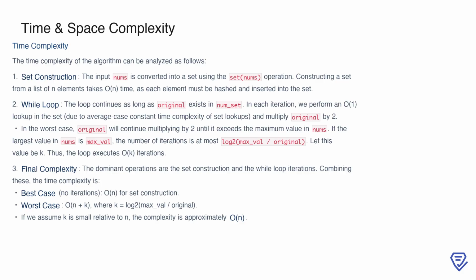In the best case, when the loop doesn't execute, the complexity is O(n). In the worst case, it's O(n plus k), where k is the number of iterations in the loop. However, since k is often small compared to n, the overall time complexity can typically be approximated as O(n).